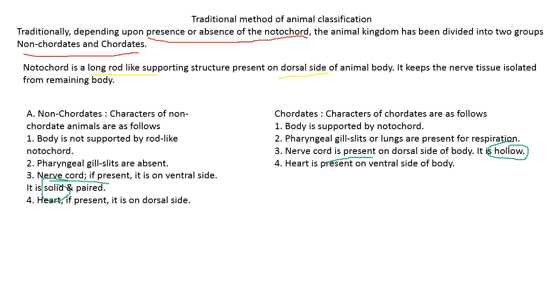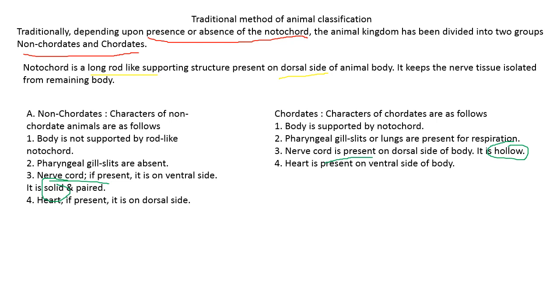Then in non-chordates, the heart is present on the dorsal side, and in chordates, the heart is present on the ventral side. So the nerve cord and the heart are in opposite places. In a non-chordate, the place of the nerve cord is the place of the heart in chordates. And in a non-chordate, the place of the heart is the place of the nerve cord in chordates. So remember, these characteristics can be asked, as I told you, in a distinguish question, or it can be asked: state the characters of non-chordates or state the characters of chordates. For 2 marks, the questions can be asked.